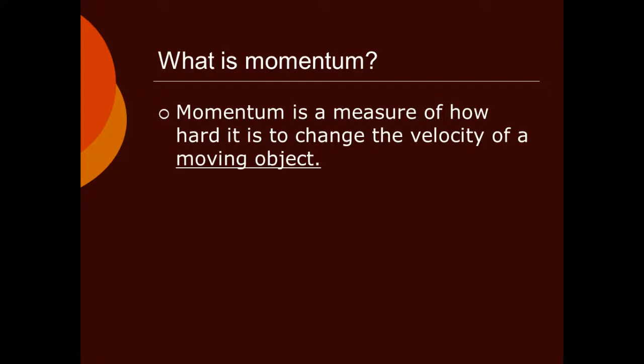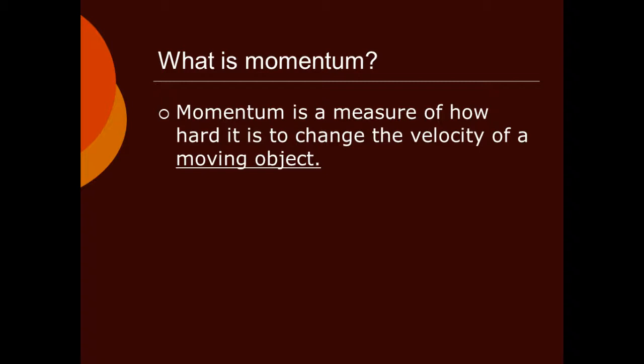In this video, we're going to talk a little bit about momentum and impulse, and also get into conservation of momentum. To start out, just to define momentum, you probably know just a little bit about it. You could say that momentum is a measure of how hard it is to change the velocity of a moving object. And we need to get straight right up front that momentum is not the same thing as inertia.